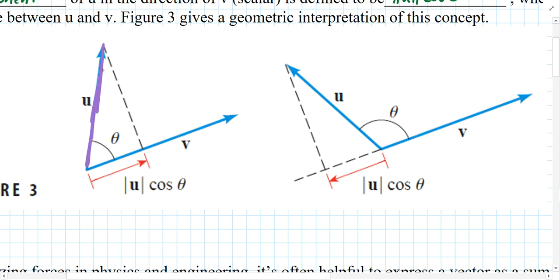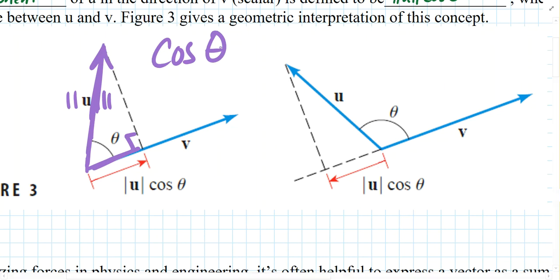Personally, I like the trigonometric definition because it's, to me, easy to see that we're dealing with a right triangle here. And when we're concerned with the adjacent side length and we have the hypotenuse side length, because we have the magnitude of u, when we have the hypotenuse and we're looking for the adjacent, to me that screams cosine, and cosine is definitely part of the definition that we've been using so far.